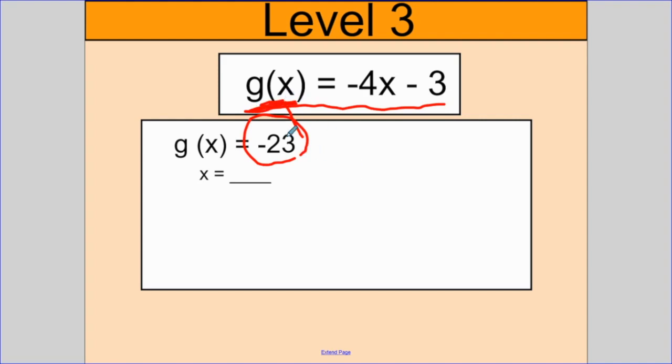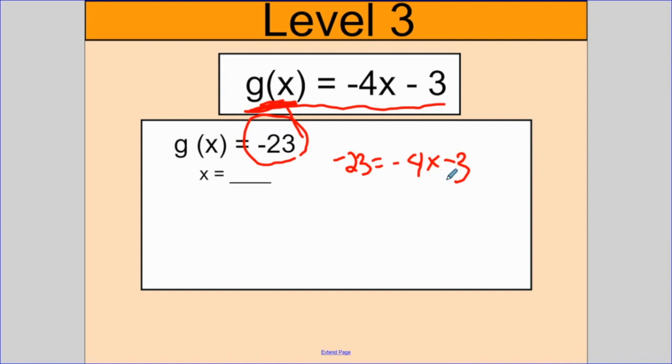I'm going to rewrite it down here. So instead of g of x, I'm going to write negative 23, because I just substituted negative 23 in there, equals negative 4x minus 3. Now we need to solve for x. We want to know what x is equal to. We want to know what our input is.